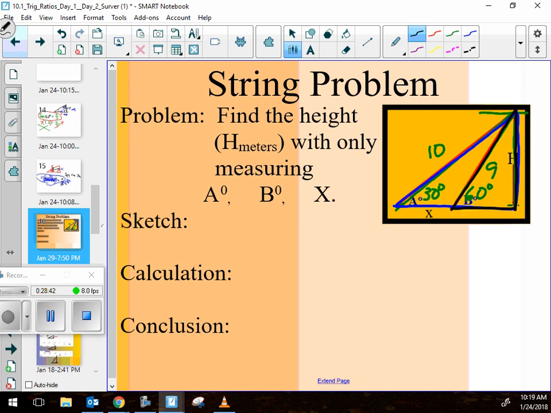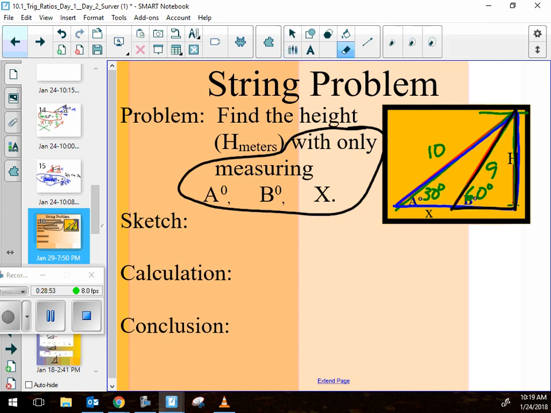That's why this says with only measuring angle A, angle B, and x. As in, I don't know how long these strings were in the first place. I don't know the 10, and I don't know the 9. I only know the x. That's what makes it pre-calc, in fact, honors pre-calc level stuff, because it would have been too easy if it was the other way.